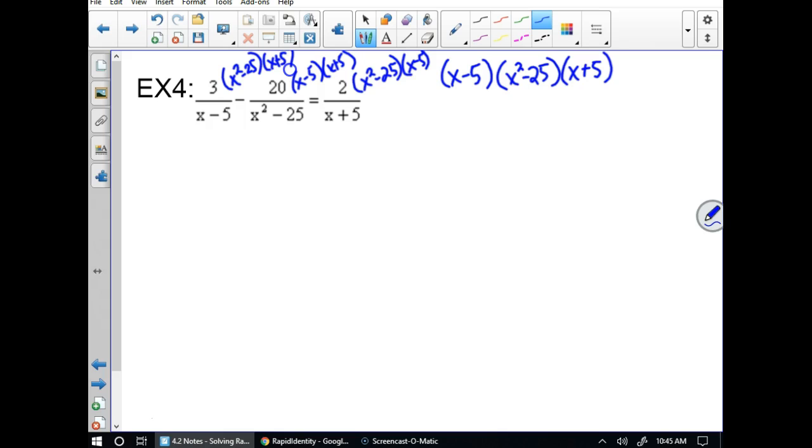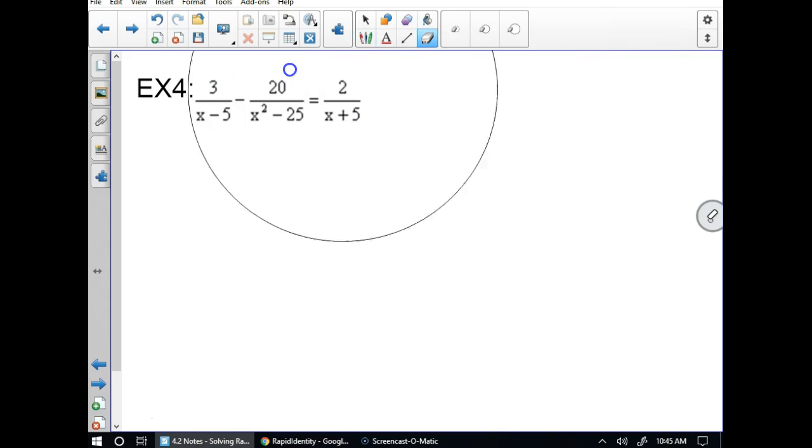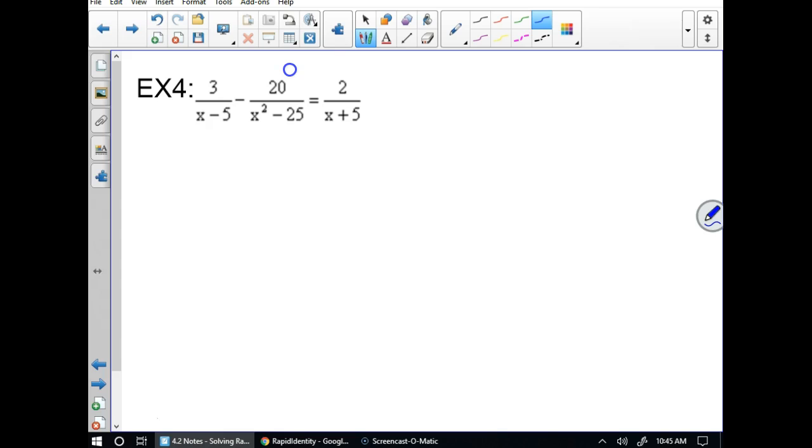Okay? But I've got good news for you. There's a way to make this much easier. Because I've got this x squared minus 25. I feel like that should factor. How could I factor x squared minus 25? X minus 5, x plus 5. It's a difference of squares. So if I rewrite this like this, 3 over x minus 5 minus 20 over, let's factor this, x minus 5, x plus 5 equals 2 over x plus 5.